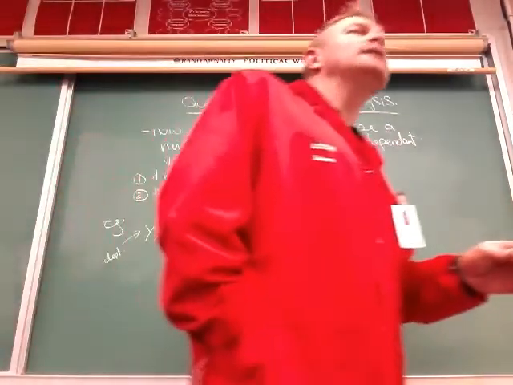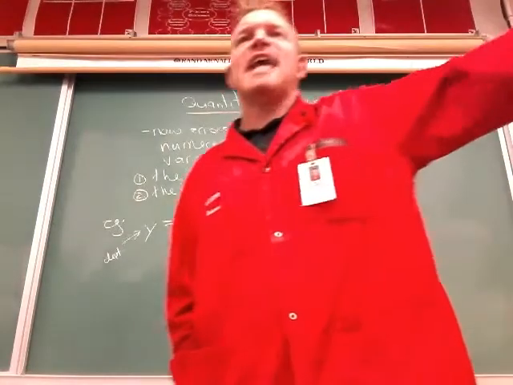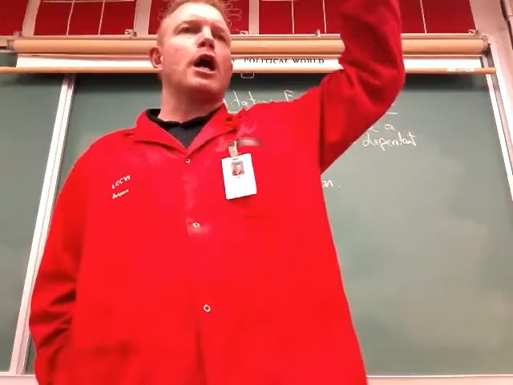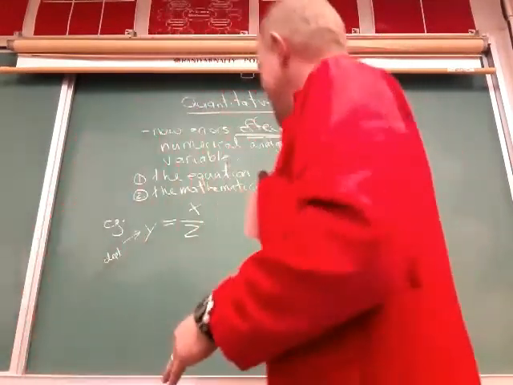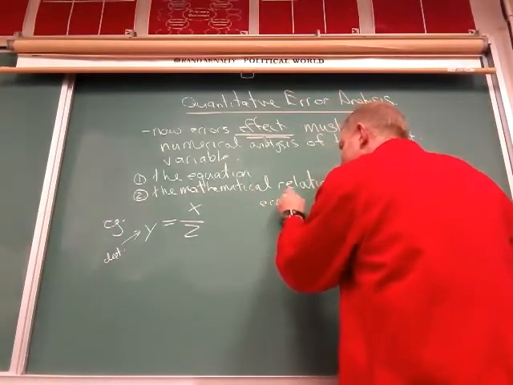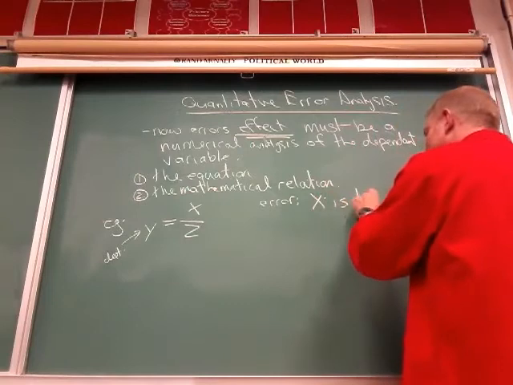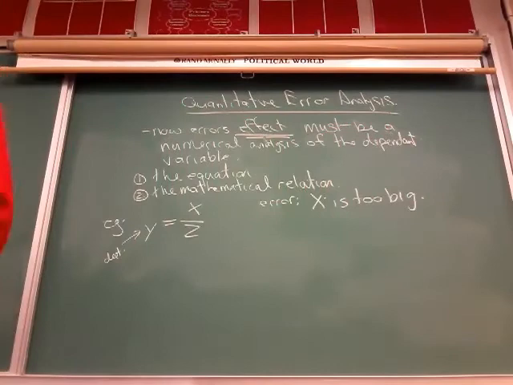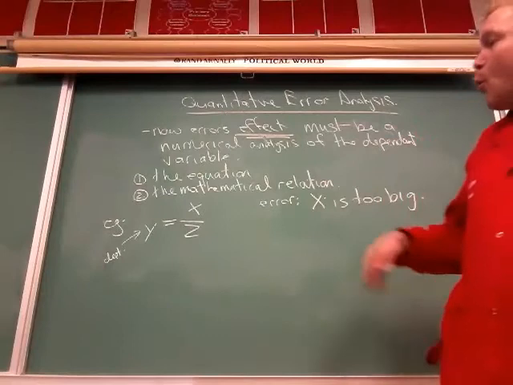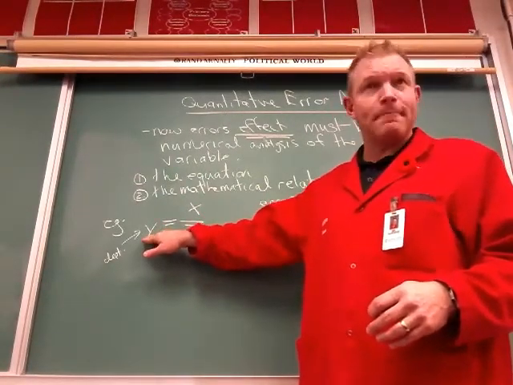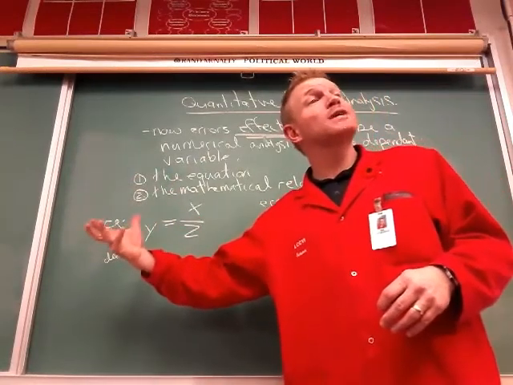So let's say that we do a check of maybe the scale, and we find that the scale is reading too large, all right? And let's say that that scale number is x. So let's say that the error is x is too big. For some reason, the measurement x is too big. Well, what you have to ask yourself is, what effect does x being too big have on the answer y? What does that do to the number you calculate?